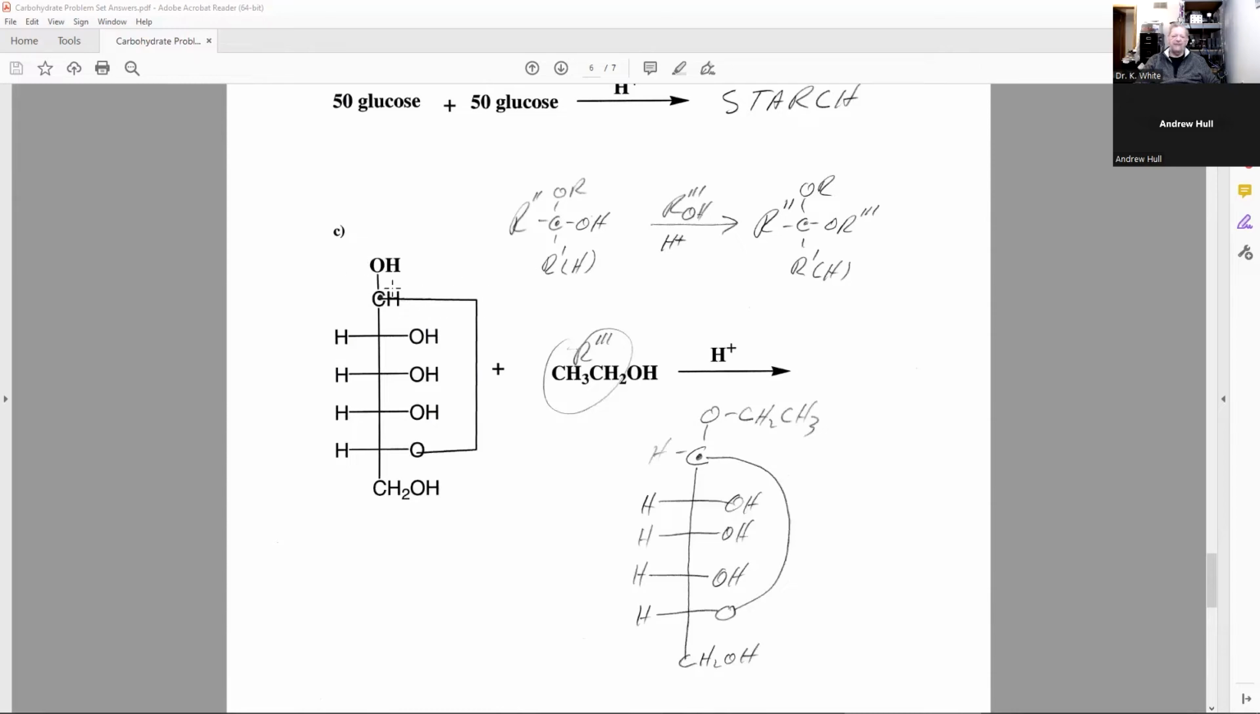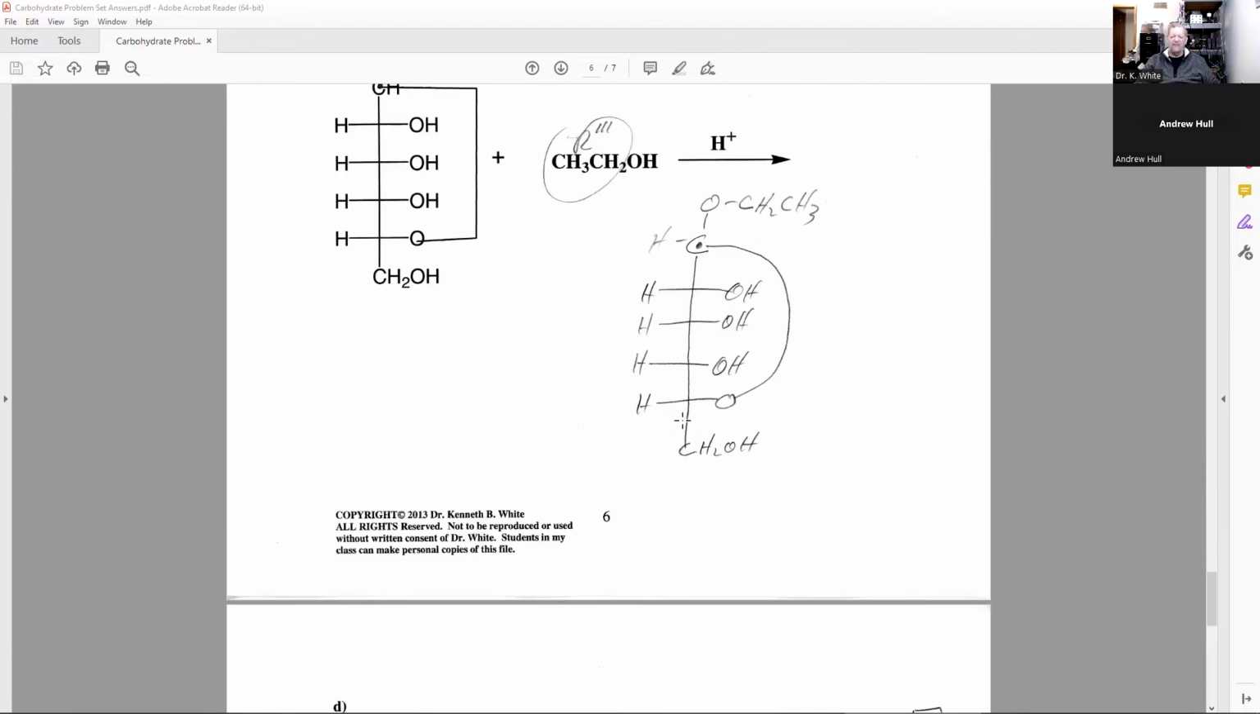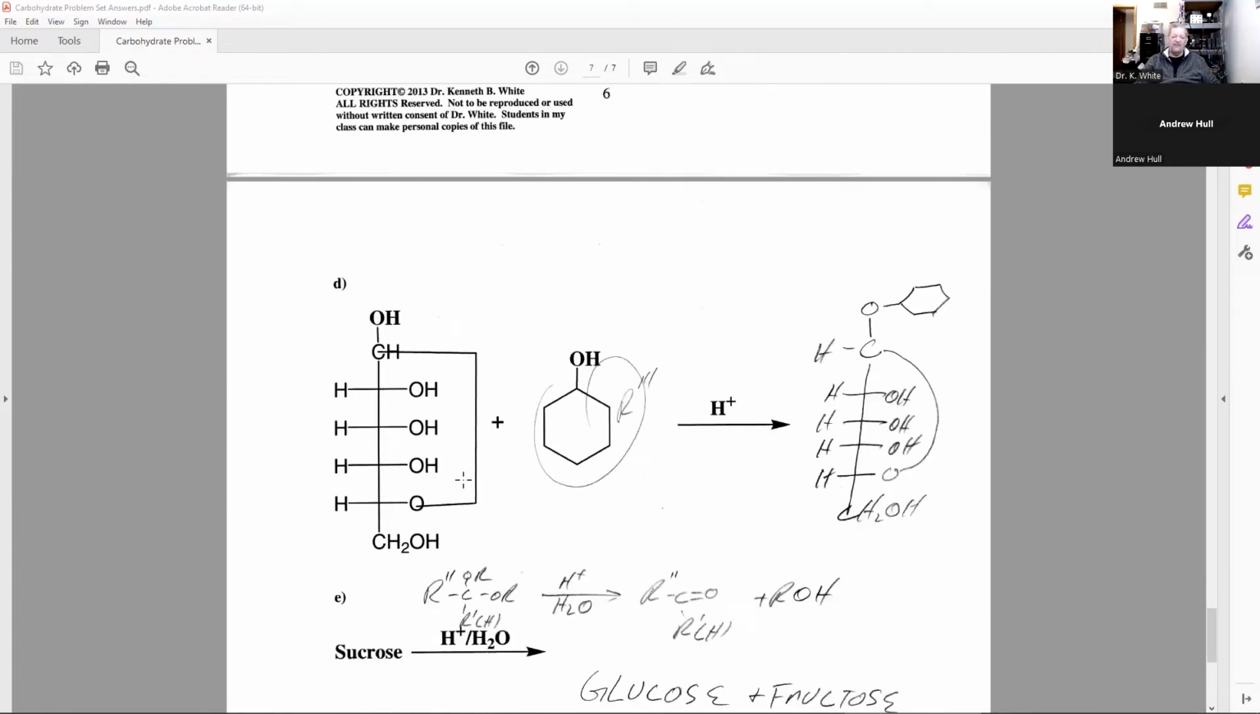Now, here, this is an old one before I perfected how to draw this more in a curved line. You have the hemiacetal of a glucose-like molecule reacting with an alcohol, acid catalyst, the OH group is replaced by OR triple prime. Everything else stays the same. Same thing here, different R group, benzene ring.